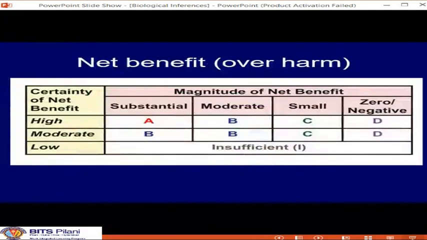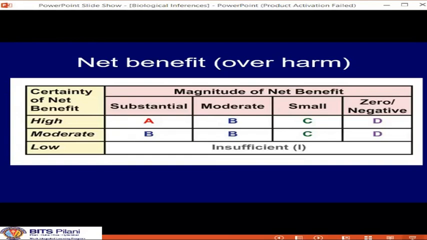So one could think of the pink boxes going across from left to right as the magnitude of net benefit. Magnitude of net benefit meaning the benefit is more than the harm. Substantial means the benefit is substantially more than the harm. Then moderate, then small, then zero or negative, meaning the harm may be more than the benefit.